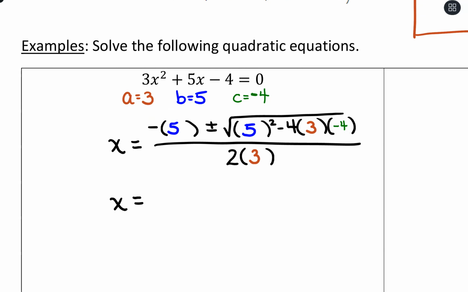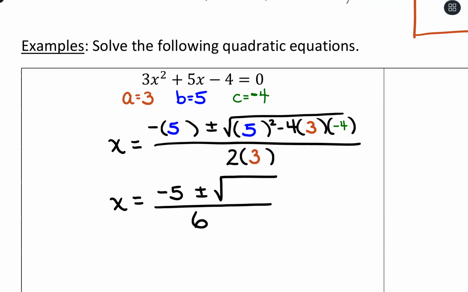Now, in simplifying, I think of this in kind of 3 regions. I think of this negative b piece, which in this case is just a negative 5. The second piece I think about is the square root. And the third piece I think about is the denominator, which is 2 times 3, which is 6.